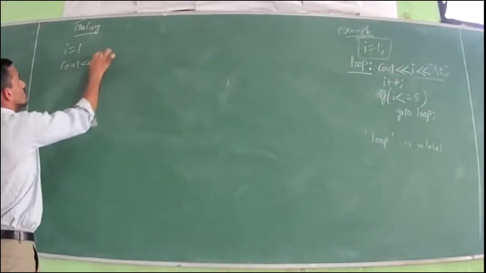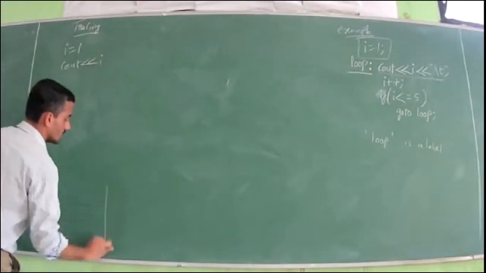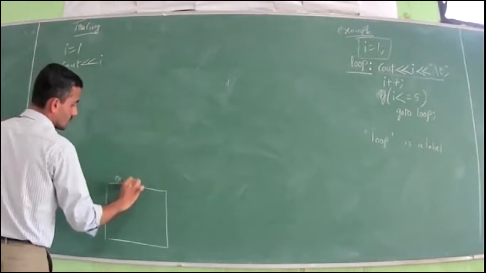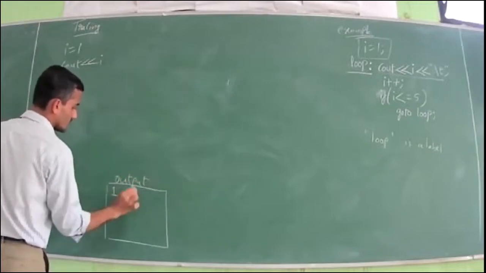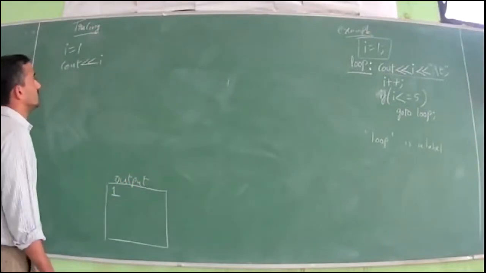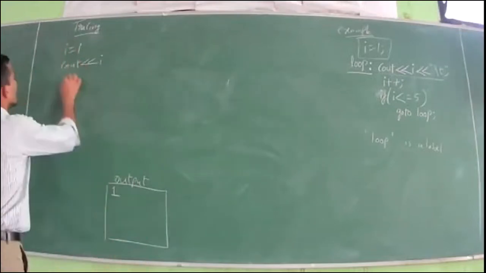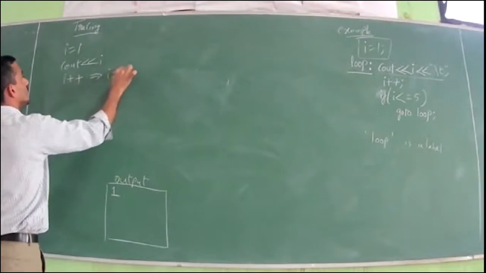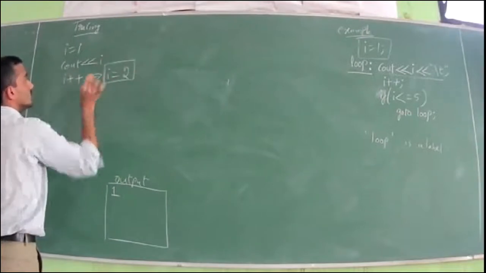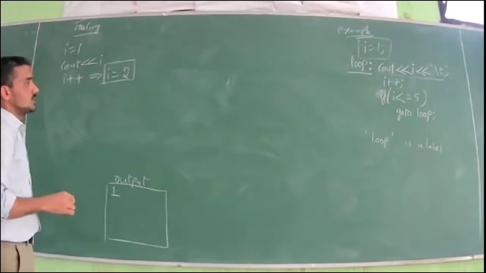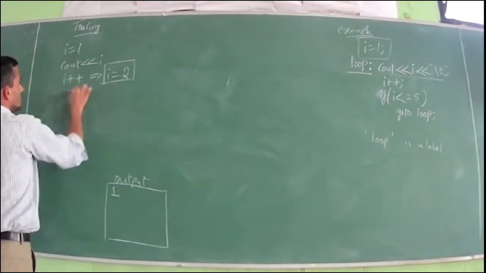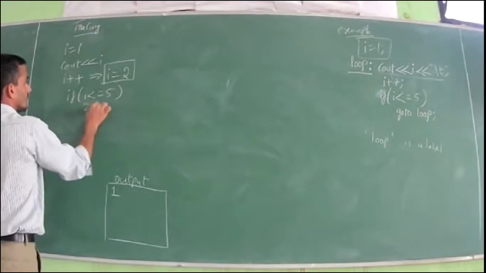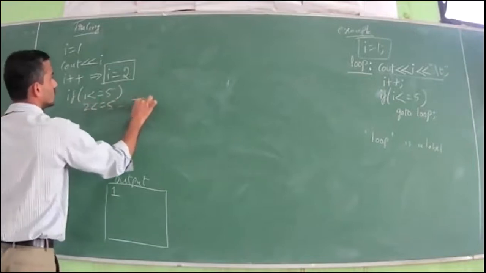Whenever you come across the word cout, you make one column, say that is the output screen, and keep on writing it. That is 1. Then after cout, there is a statement called i plus plus. I plus plus means the i value will be increased by 1, so it becomes 2. After i plus plus, there is a condition: if i less than or equal to 5. So 2 is less than or equal to 5, and this condition is true.